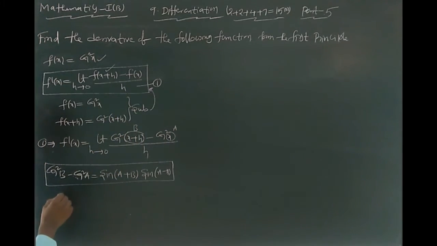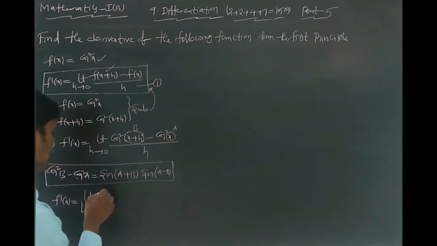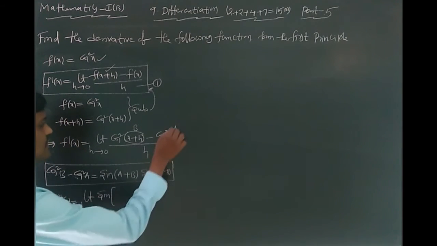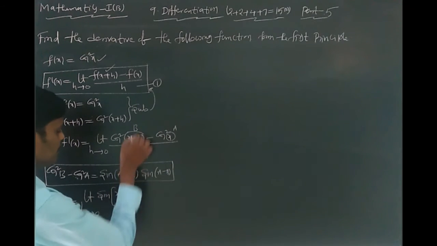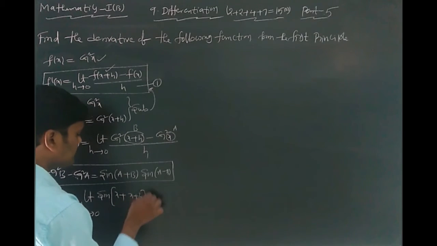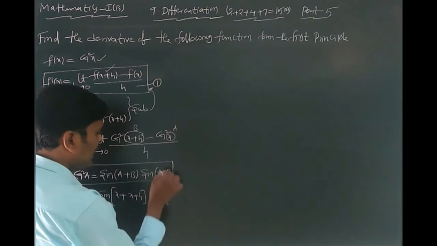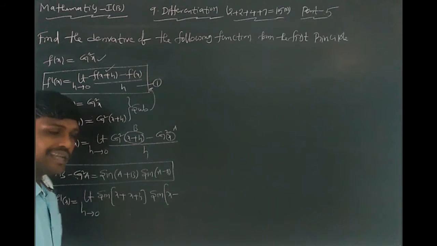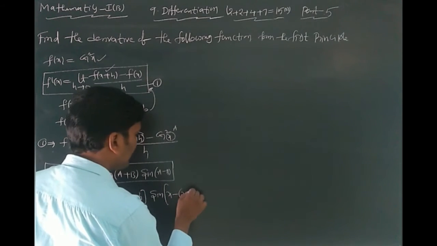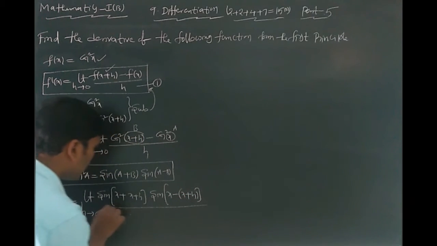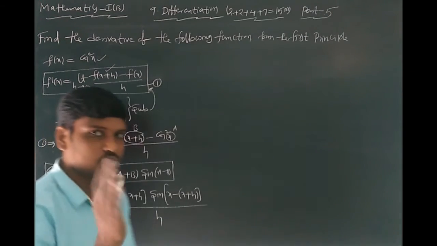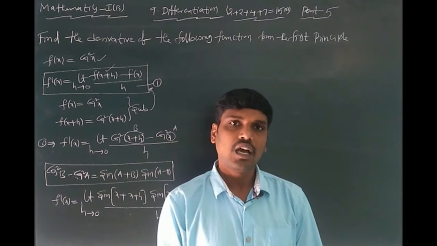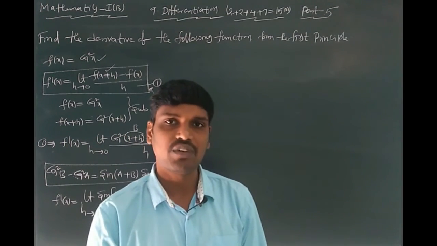In that formula, you can write f dash x is equal to limit h tends to 0 sin of a plus b, where a value is x and b value is x plus h, into sin of a minus b, that is minus of x plus h, all by h. Understood or not students? First of all, check once again.